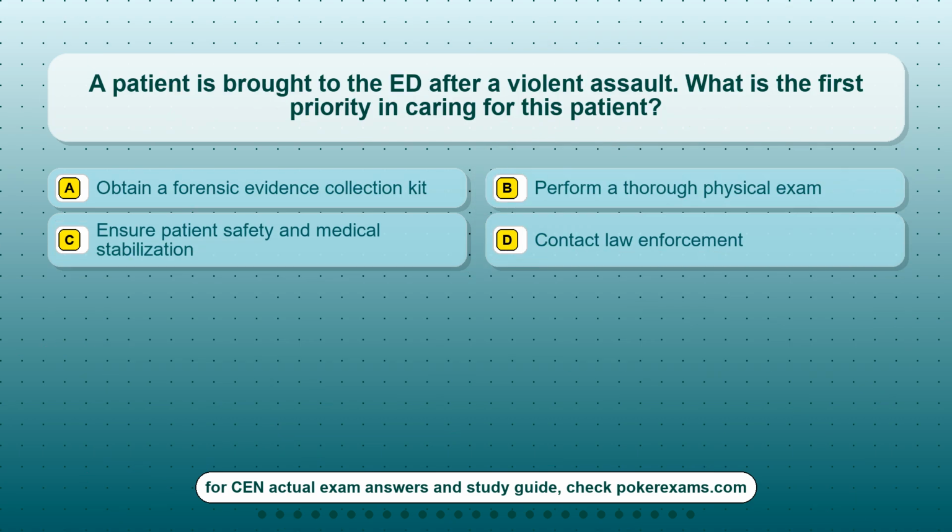Question 24. A patient is brought to the ED after a violent assault. What is the first priority in caring for this patient? Option A, obtain a forensic evidence collection kit. Option B, perform a thorough physical exam. Option C, ensure patient safety and medical stabilization. Option D, contact law enforcement.